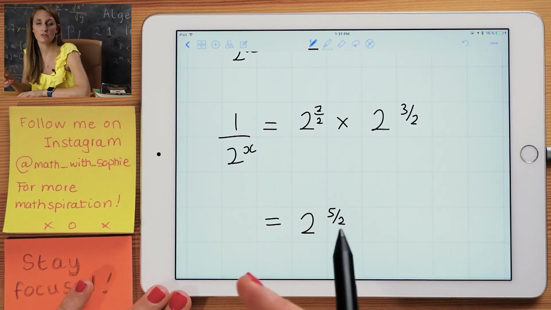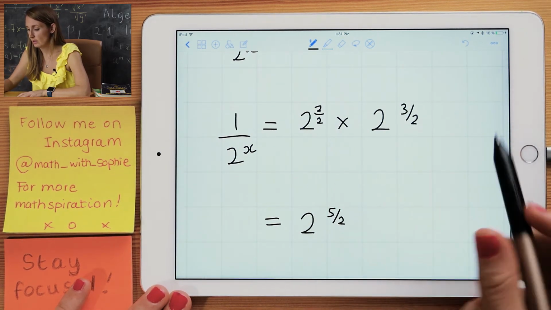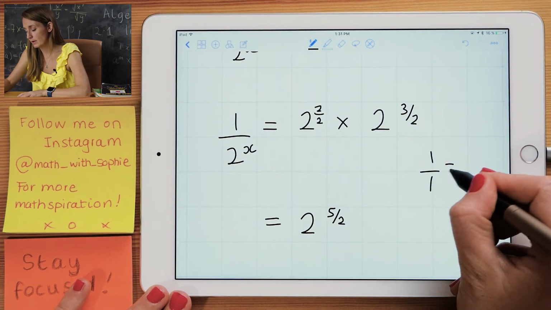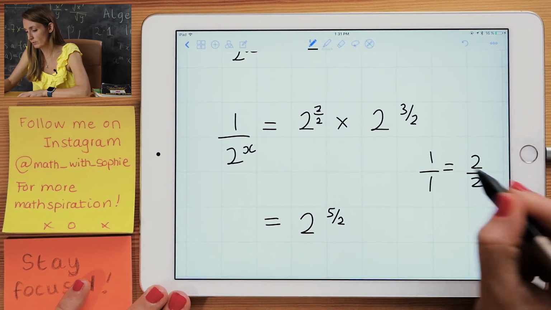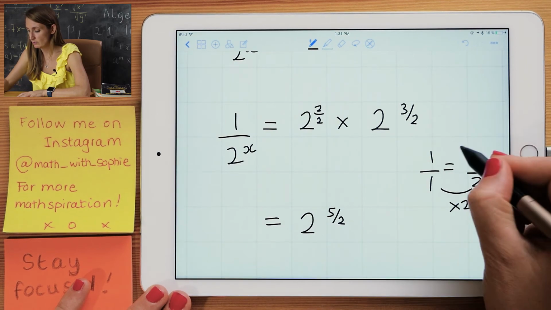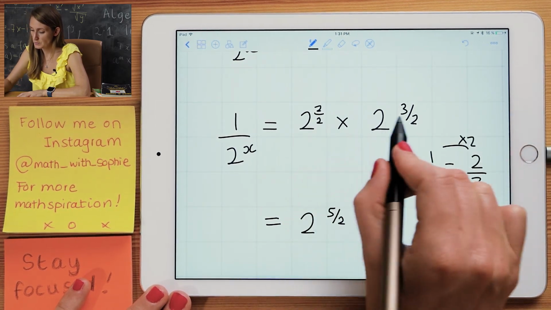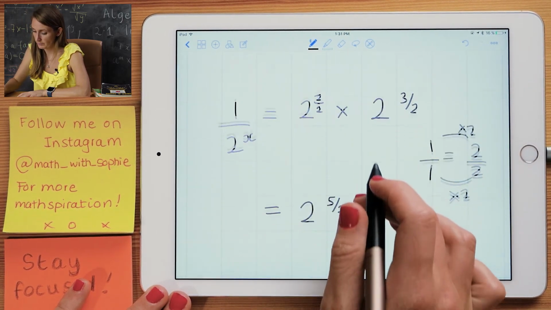Before you add your fractions, you always need to have a common denominator. So 1 over 1 is the same as 2 over 2, if you want to match it here, because you do times 2 and times 2. And 2 plus 3 is 5 over 2.